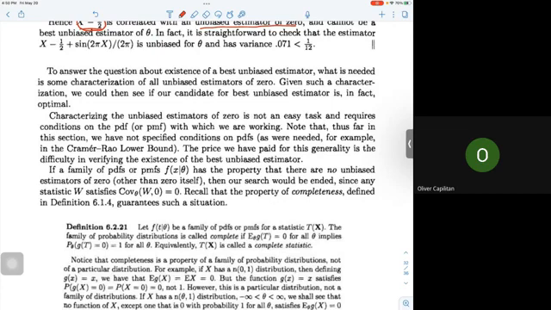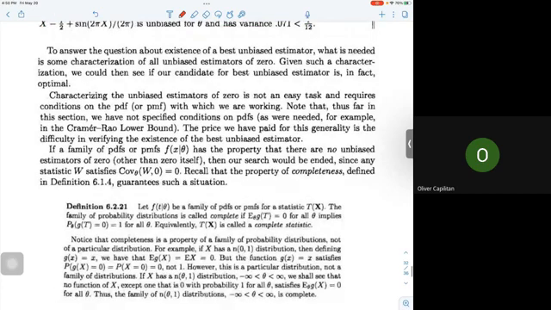Note that thus far in this section, we have not specified conditions on PDFs. So the price we have paid for this generality is the difficulty in verifying the existence of the best unbiased estimator. If the family of PDFs or PMFs has the property that there are no unbiased estimators of 0 other than the 0 itself, then our search would be ended.